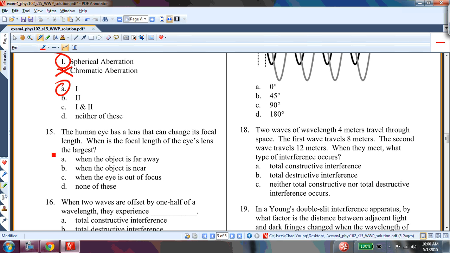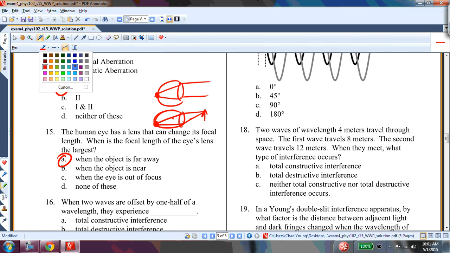So 14 is A. The human eye has a lens that can change its focal length. What is the focal length of the eye's lens the largest? That is going to be when an object is far away. So remember, the eye looks like this. When light rays are far away, the focal point is at the retina. When something is nearby, the focal length has to be shorter so that we can still form the image at the retina. And so in that case, our focal points are here and here, whereas here the focal point is back there.